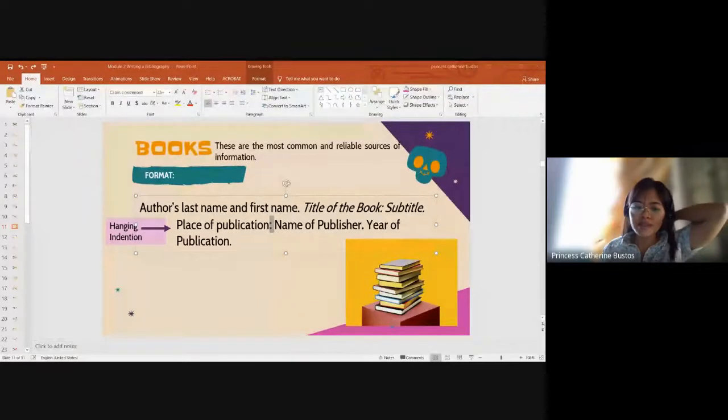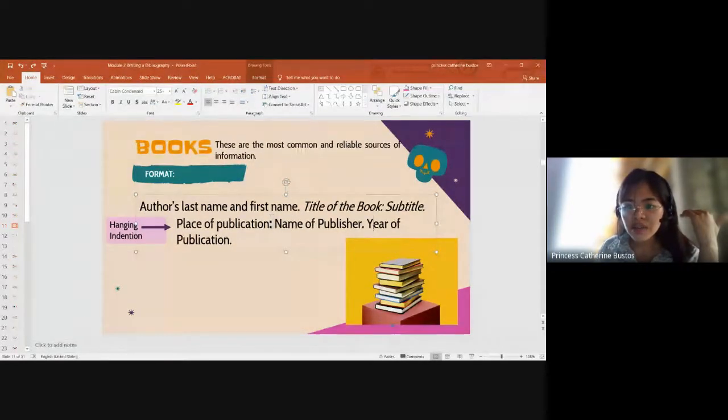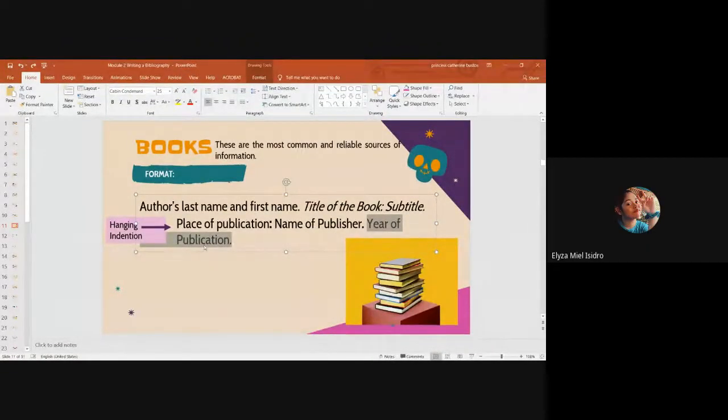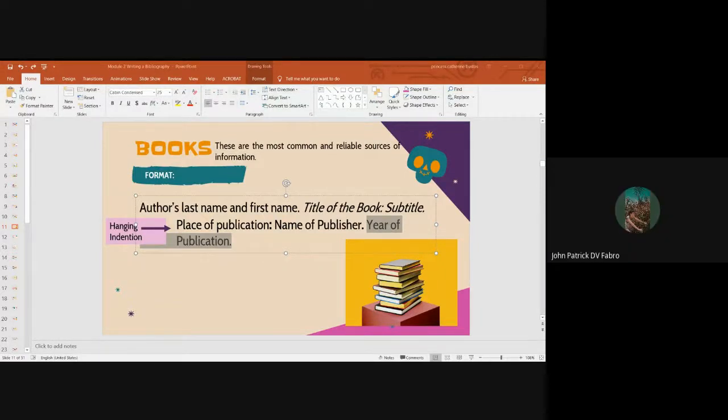Unmute yourselves easily so that we will not take very long. Okay, so after the place of publication, you have colon, and then the name of publisher, then period. And lastly, we have the year of publication. Okay, very good. So we have the year of publication, or they say copyright. Everybody say copyright. Copyright.